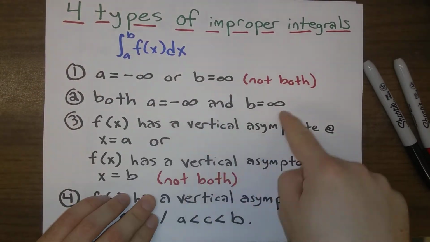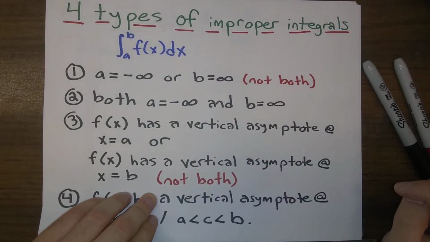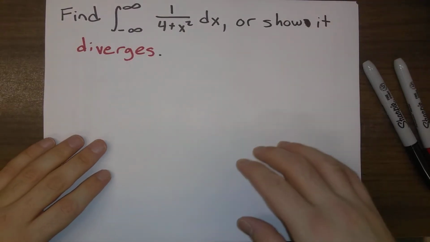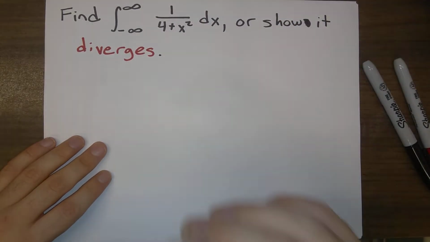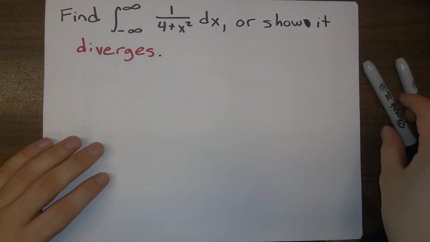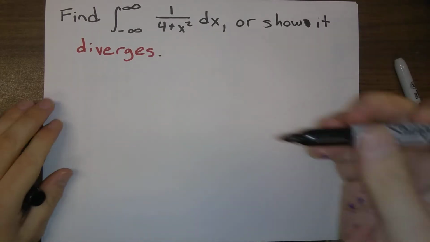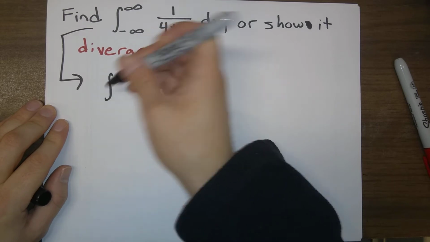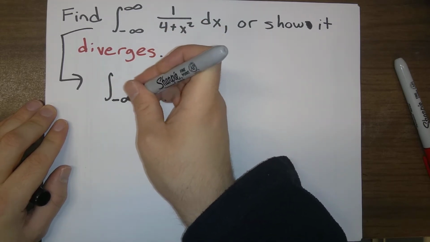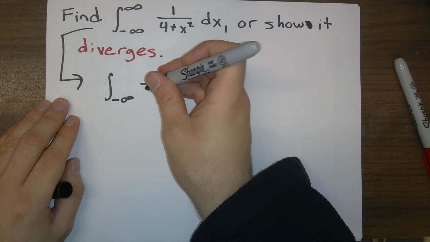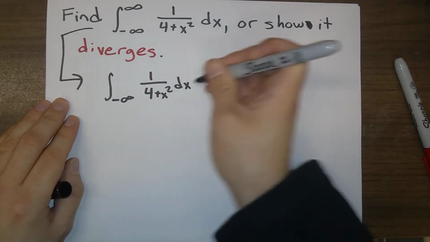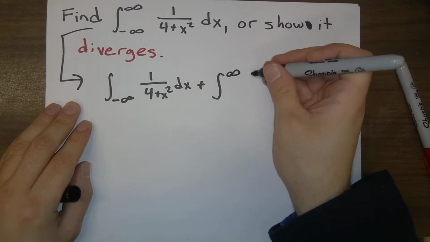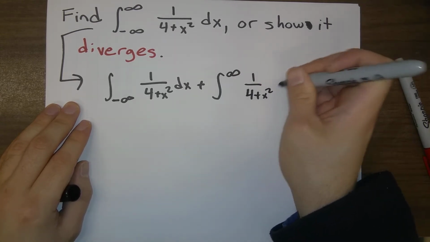We are in the second case. Both a is equal to minus infinity and b is equal to plus infinity. And so in one of these types of cases where we have infinities in both slots, we have to break this up into two separate integrals. We're going to write this as the integral from minus infinity to some number up here, plus the integral from that number to infinity, 1 over 4 plus x squared dx.